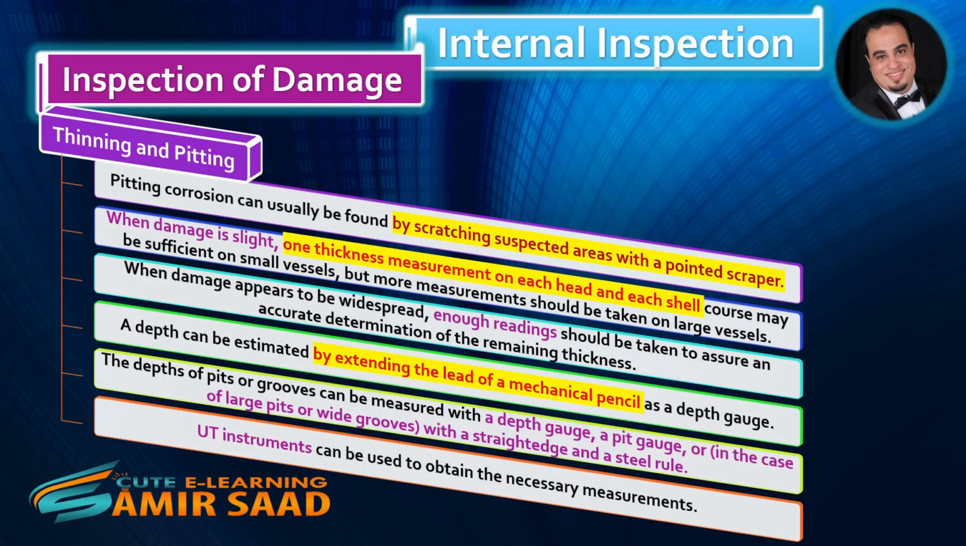Thinning and pitting. Pitting corrosion can usually be found by scratching suspected areas with a pointed scraper. When damage is slight, one thickness measurement on each head and each shell course may be sufficient on small vessels, but more measurements should be taken on large vessels. When damage appears to be widespread, enough readings should be taken to assure an accurate determination of the remaining thickness.